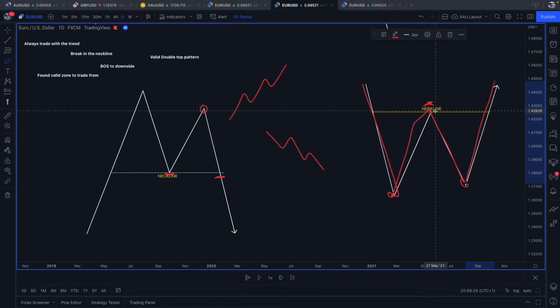So we've had a break in the structural high. We've had a break of this neckline. That is the confirmation we need in order to execute a position. So we would have our entry somewhere around here.